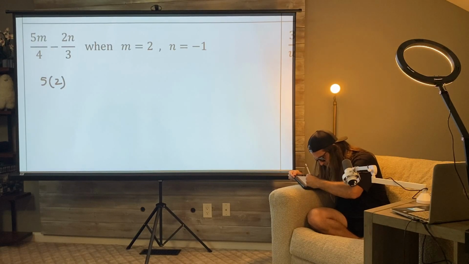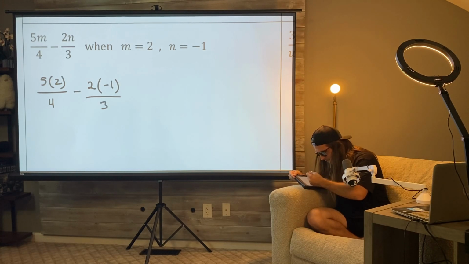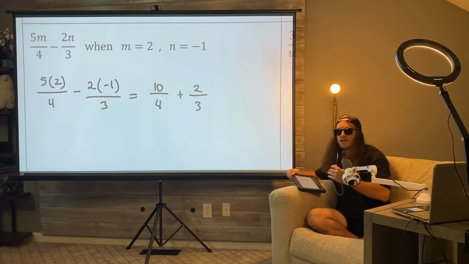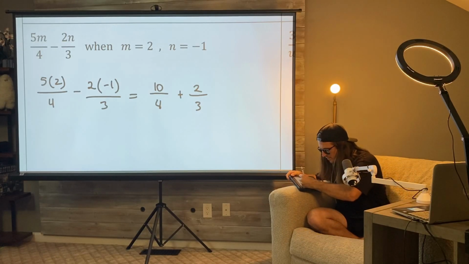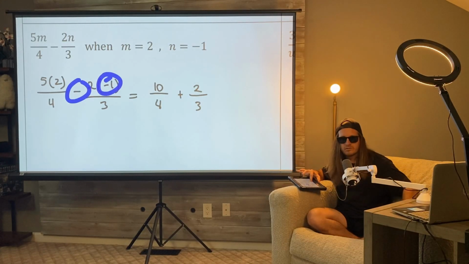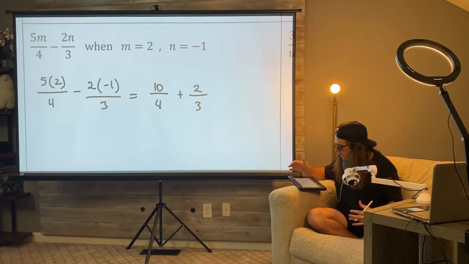M is 2. N is -1. This is 10 over 4 plus 2 over 3. You say, hold up. Why did that just become a plus? That's because you have a negative and a negative here. Those two negatives, when they interact, they're going to multiply and become a positive.